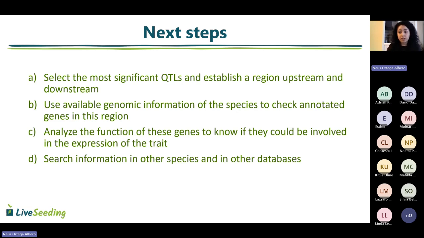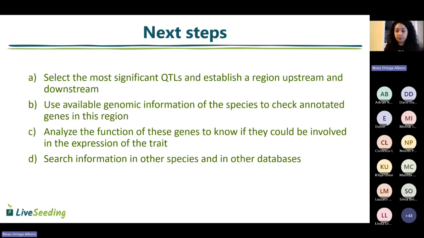genomic information in databases to check if there are any annotated genes in this region. Okay, so we analyze the function of the annotated genes in this region, and we analyze if they could be involved in the expression of the trait, if they have agronomical sense or not.